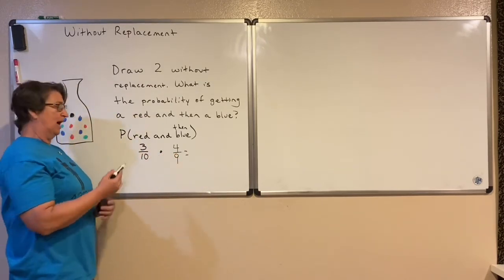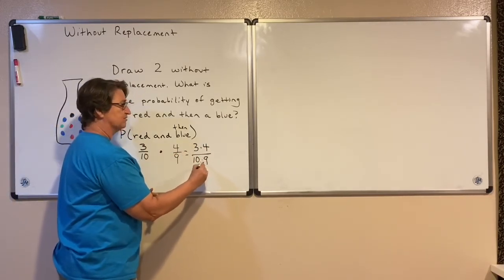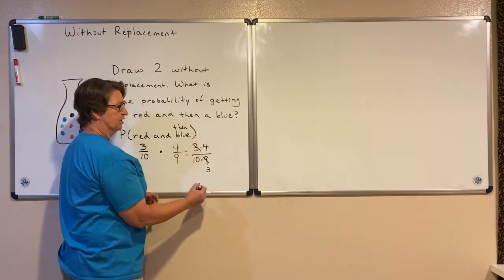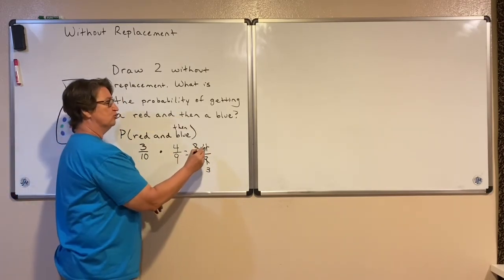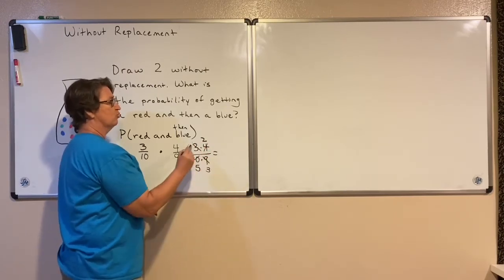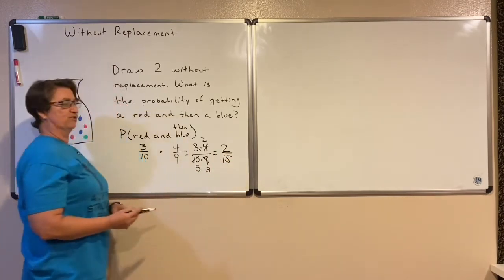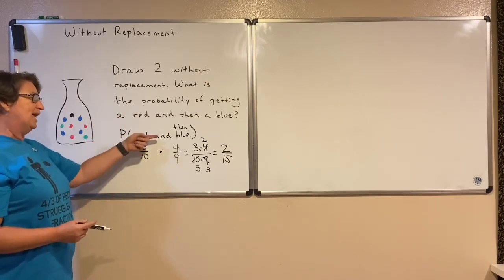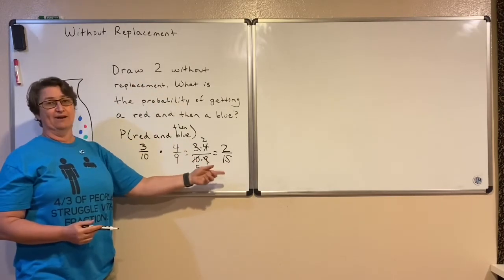Again, when I multiply, instead of multiplying the numbers and then simplifying, I like to simplify first. So 3 goes into 9 3 times, and 4 and 10 both have a factor of 2. So 2 goes into 4 2 times, and 2 goes into 10 5 times. So on top, I just have 2, and on bottom, 5 times 3 is 15. So the probability of getting those 2, red and then blue, when it's without replacement, is 2 out of 15.